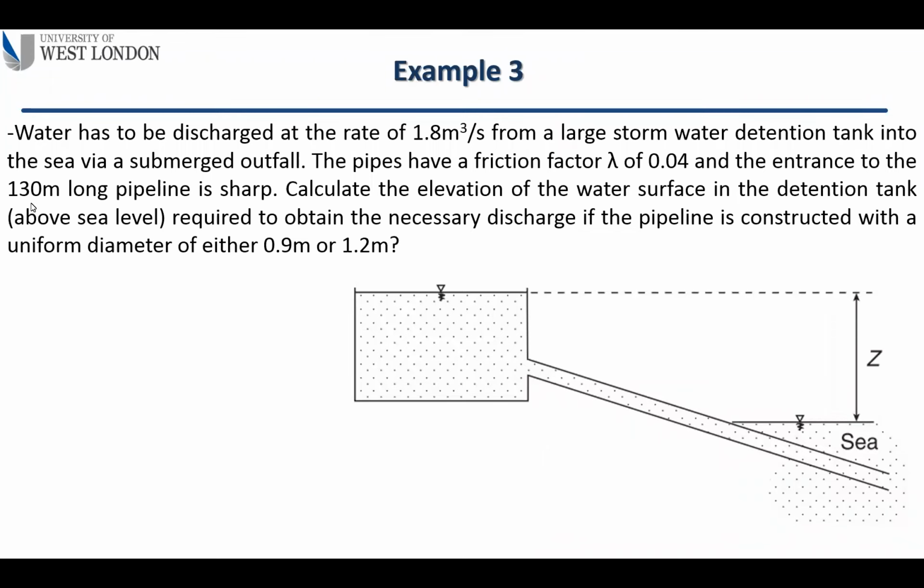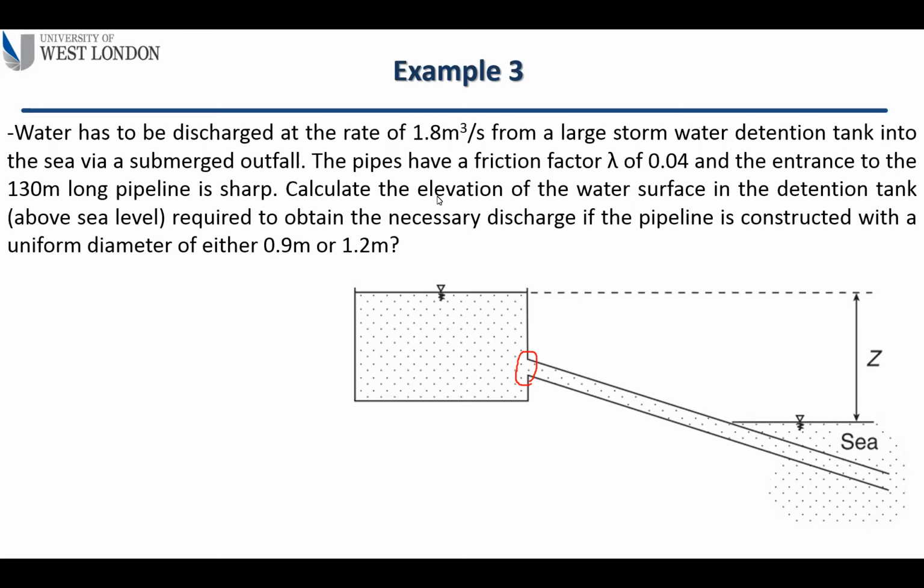The pipes have a friction factor lambda of 0.04, and the entrance to the sea has a 130 meter long pipeline, which is sharp. So the entrance is sharp, and we have a minor head loss in here, and the length of the pipe is 130 meters. For that length, you need to consider the friction head loss formula.